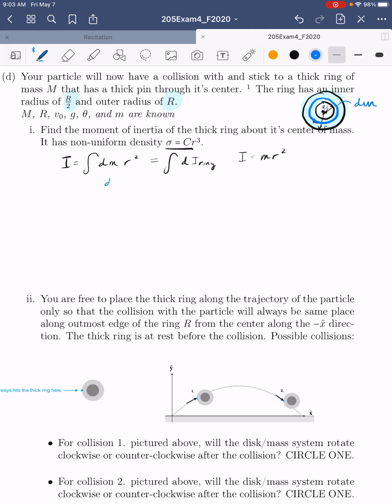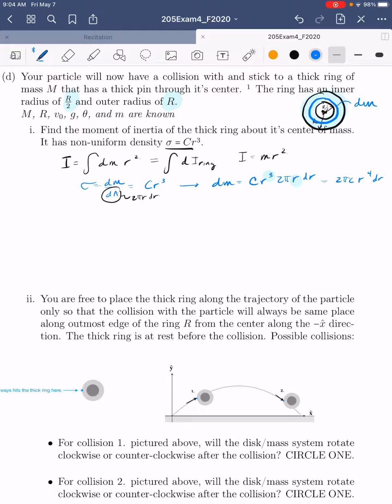So I have the density, dm over dA, is sigma, and it's non-uniform. The d area for rings to make a disk is 2 pi r dr. I feel like we've gone over that quite a bit. And this gives my dm to be c r cubed times 2 pi r dr, and I can combine these r terms to get 2 pi c r to the 4th dr for my dm.